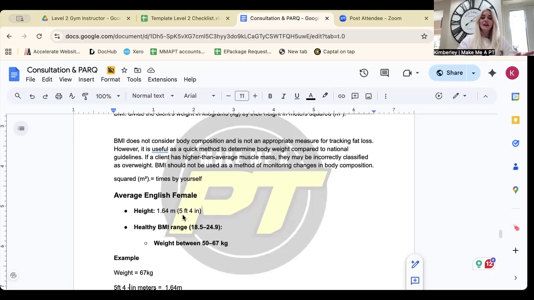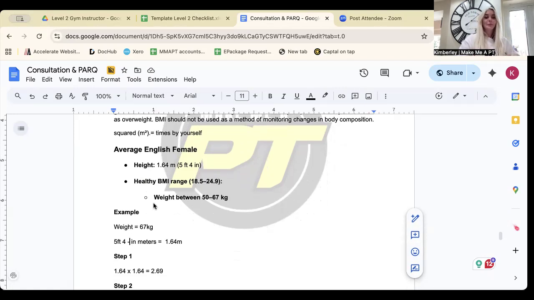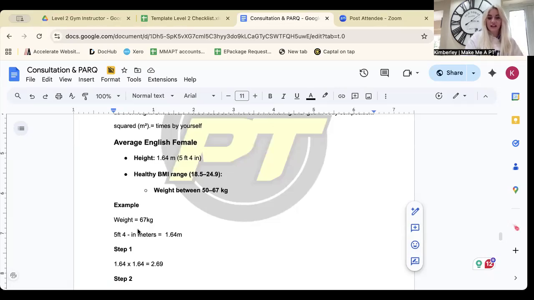Here I've written, for example, the height of an average female is 5'4", and a healthy BMI range is 18.5 to 24.9. If we have a lady and write it down, it just makes it a little bit easier. So use yourself as an example. If you know what your weight is, write your weight down. I'm going to do it along with you because when you write things down, it just makes it easier to digest. I'm writing it down with you. The average weight is 67 kg and the average height is 5'4".